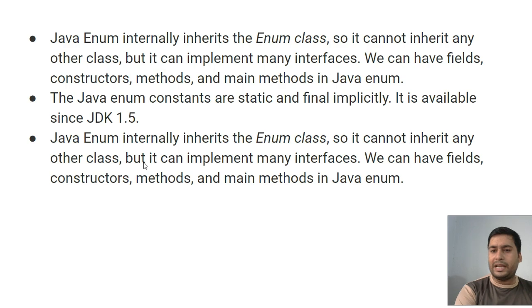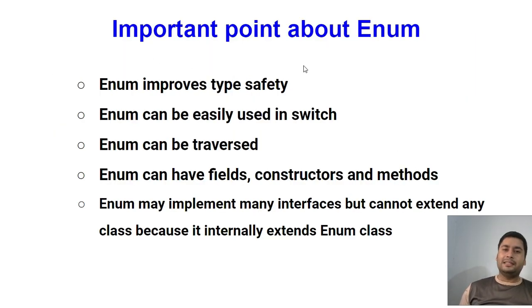We can have a field, constructor, methods and main methods in the Java Enum. These are the important points about the Enum. Enum improves type safety. Enum can be easily used in the switch. Enum can be traversed. Enum can have a field, constructor and method. Enum may implement interface but cannot extend any classes because it internally extends the Enum class.